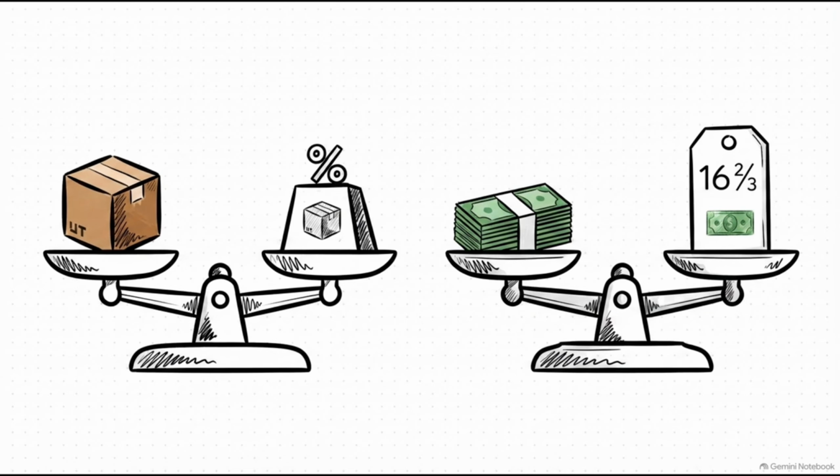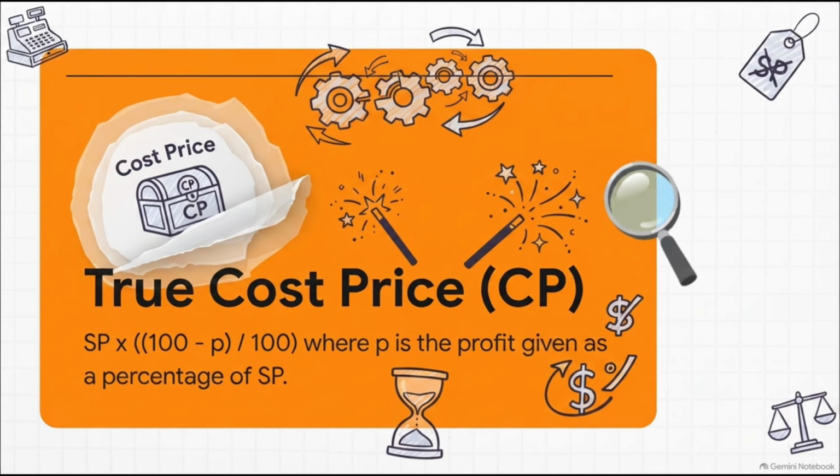But watch what happens if they decide to calculate their profit as a percentage of the final selling price instead. That same $20 in profit is now divided by the new selling price of $120. And 20 divided by 120, that gives us exactly 16 2/3%. The exact same financial transaction looks fundamentally different just because of the base number used. This is a classic, sneaky trap they love to lay out in competitive exams just to test your attention to detail. So, your crucial takeaway here is knowing exactly how to reverse engineer this trick.